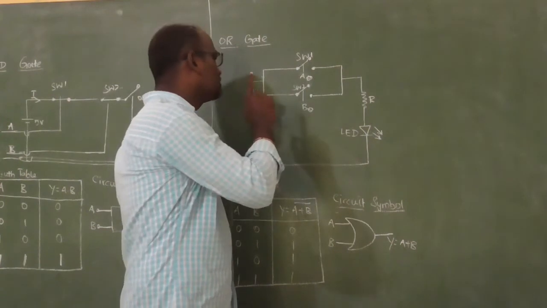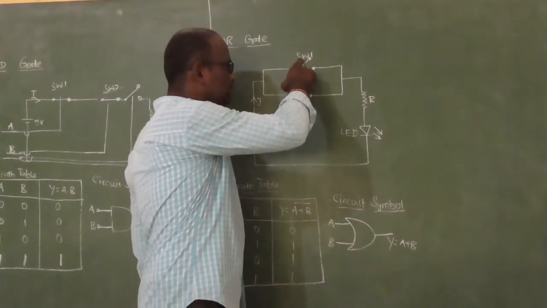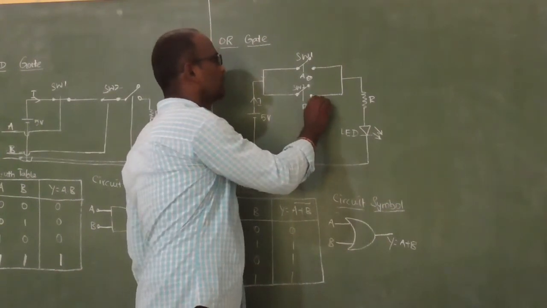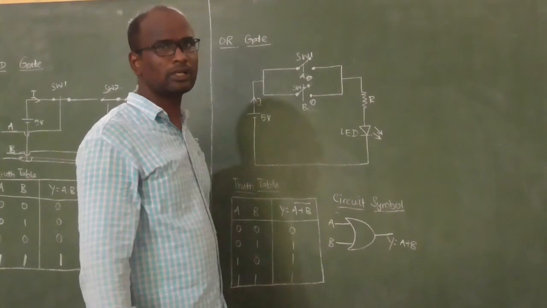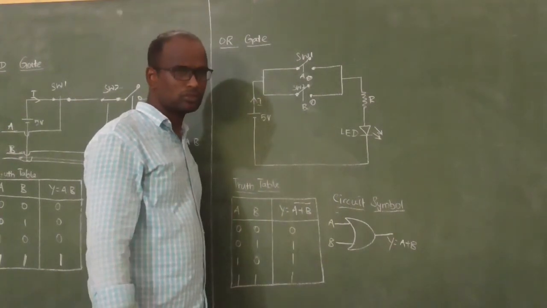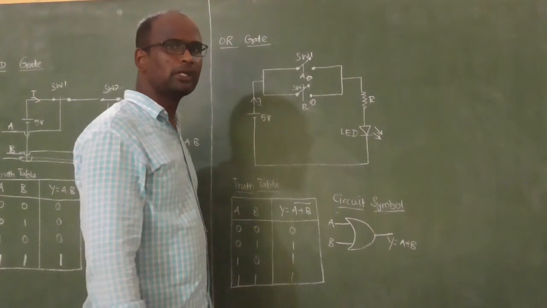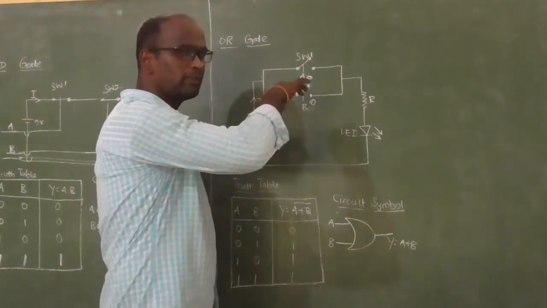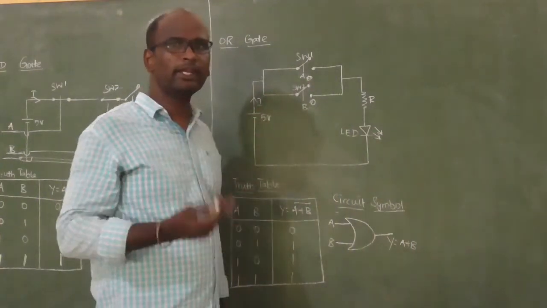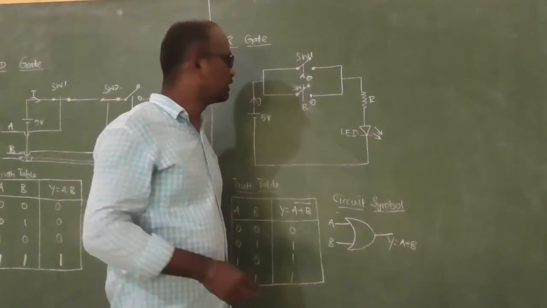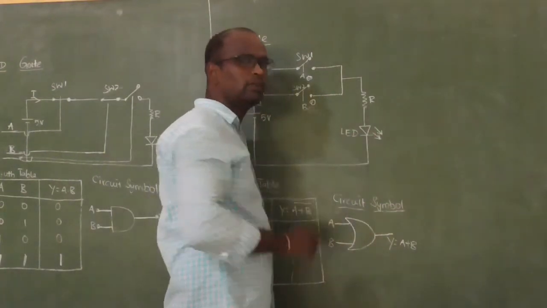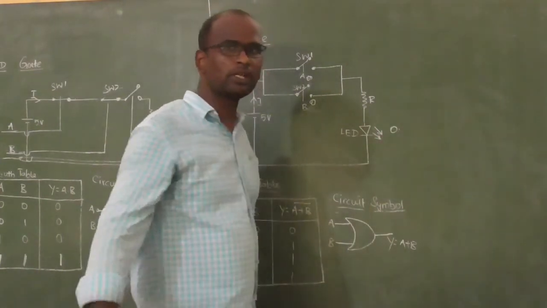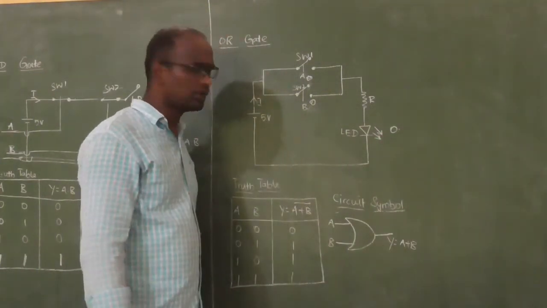Okay. Similarly, switch 1 is applied 0. Similarly, switch 2 is also applied 0. That means A and B, both the inputs are applied 0, 0. So that both the switches are in open condition. Therefore, there is no current flow in the parallel path. Therefore, the output will not get any current. Therefore, our output LED will not glow. It is considered as logic 0 at the output, like this.